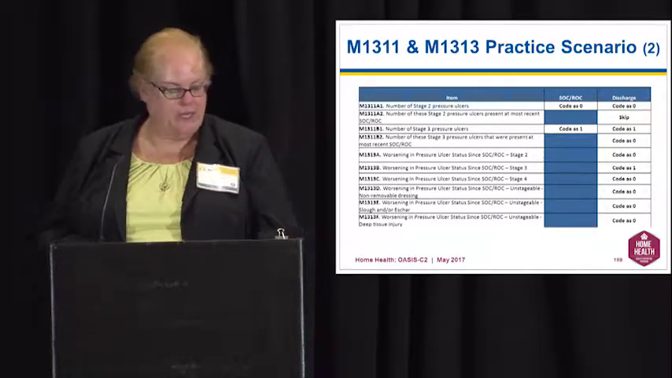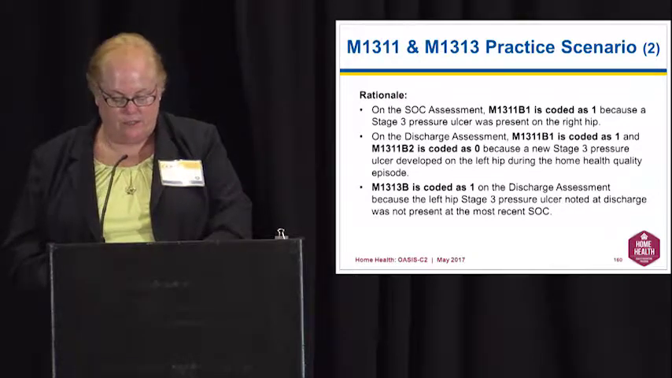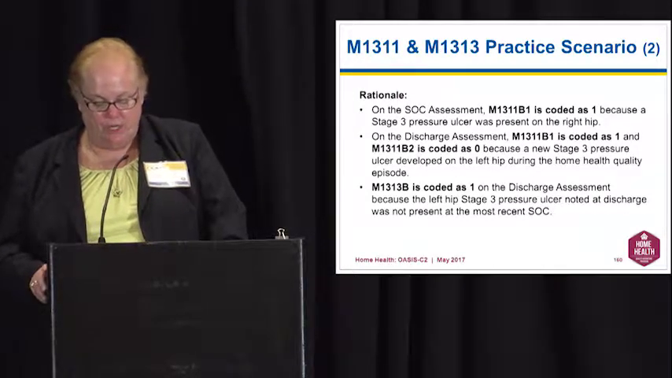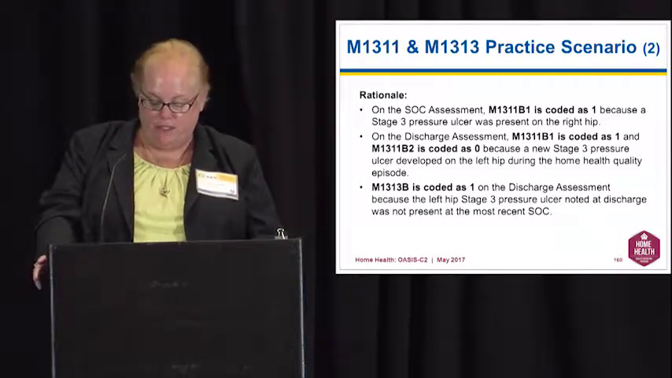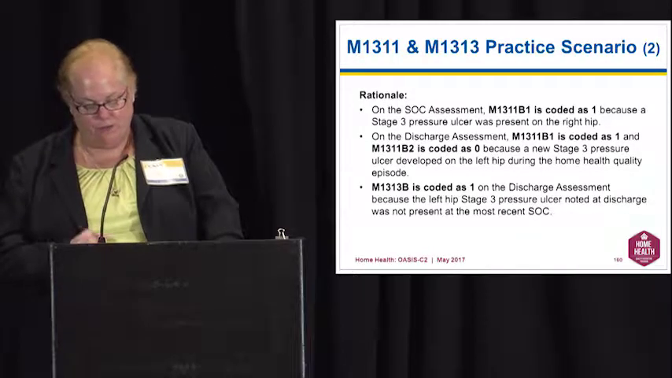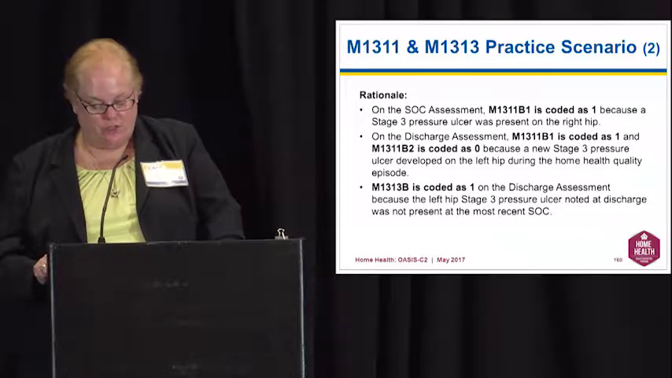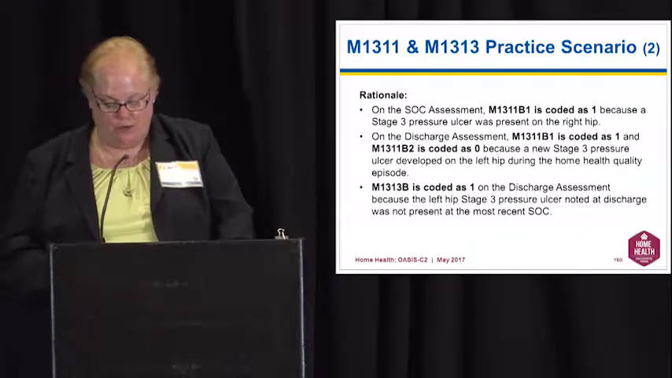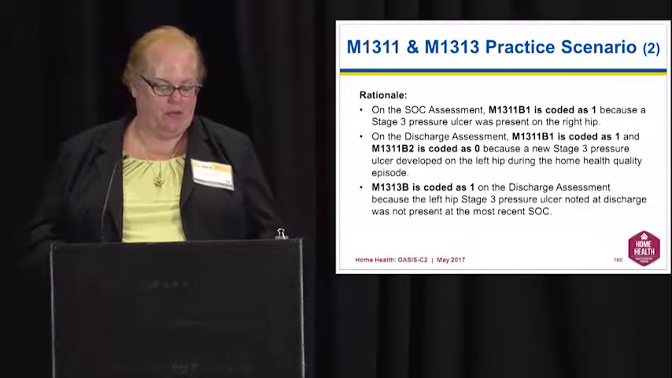Okay, good. And then the rationale behind this is the SOC assessment, M1311 B1, is coded as 1 because a stage 3 pressure ulcer was present on his right hip, right? Then on discharge, M1311 B1 is coded as 1 and M1311 B2 is coded as 0 because the new stage 3 pressure ulcer developed on the left hip during the home health quality stay. And then the M1313 B on the discharge assessment because the left hip stage 3 ulcer noted at discharge was not present, meaning it's new, on the SOC/ROC.